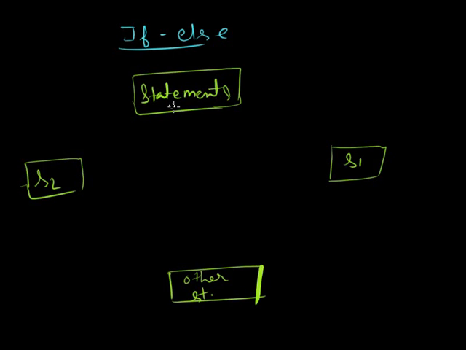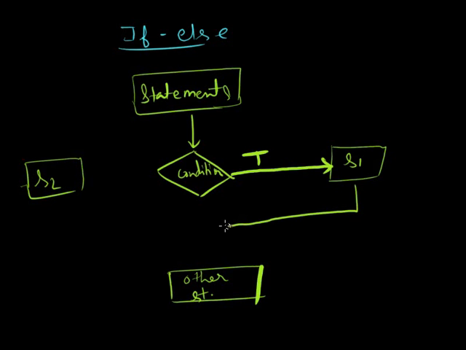Right. Now you go on executing the statements, and as the control executes statements sequentially, it encounters a condition. Now here is a condition, and your condition is that if this condition is true, then execute the statement S1 and then go back to other statements and follow the ladder. And if this condition is false, execute S2 and follow the same path to other statements. So you are making a decision between S1 and S2 using if else, using a condition.